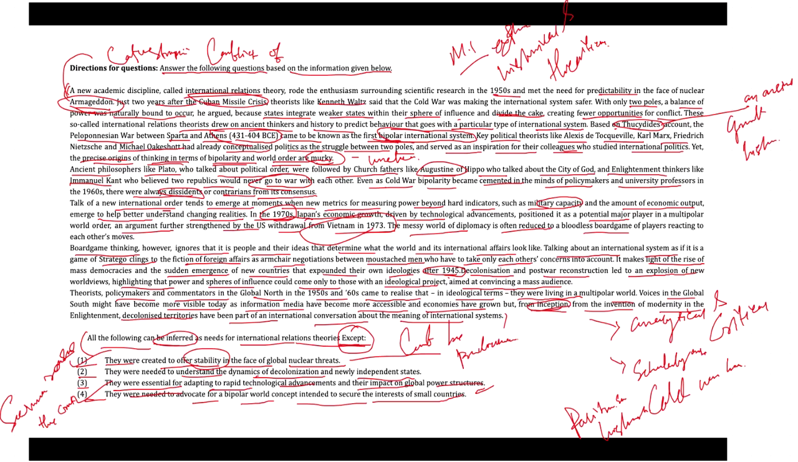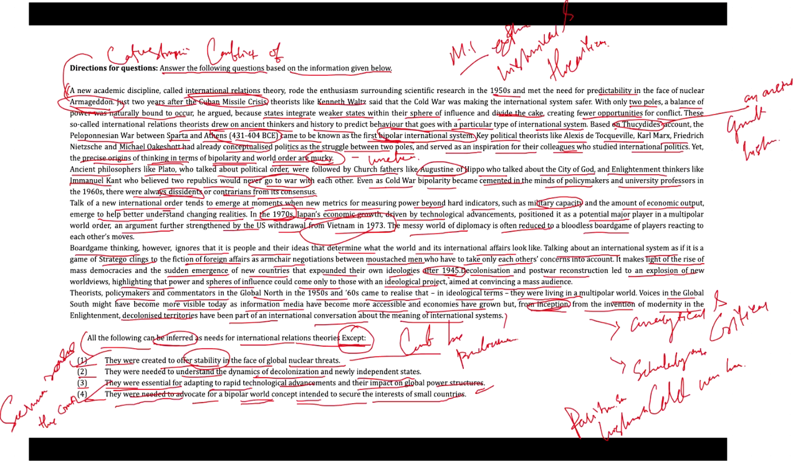Three, it is also said that they were essential for adapting to rapid technological advancement and their impact on global power structures. In this case, adapting to rapid technological advancement is also mentioned in the passage, which states that Japan's economic growth driven by technological advancement required a new understanding of global power. And four, it is stated they were needed to advocate or support a bipolar world concept intended to secure the interest of small countries.